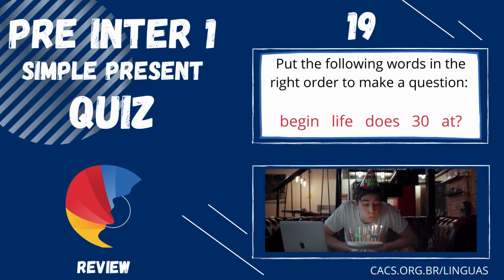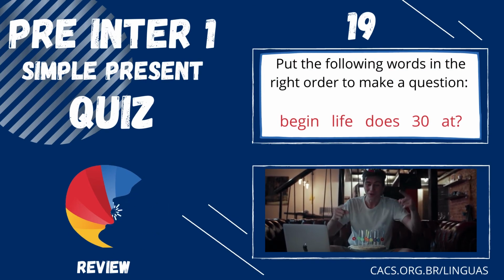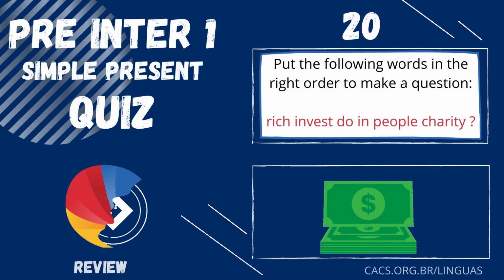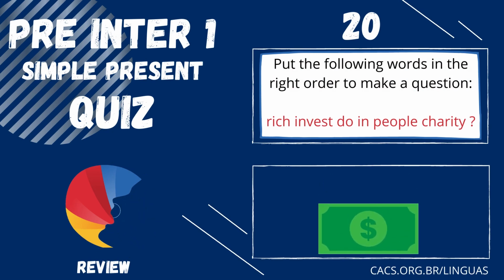19. Put the following words in the right order to make a question. 20. Put the following words in the right order to make a question. This quiz is over.